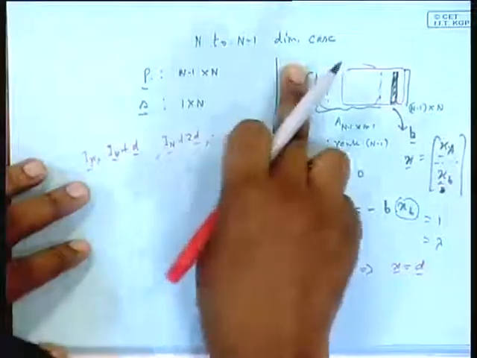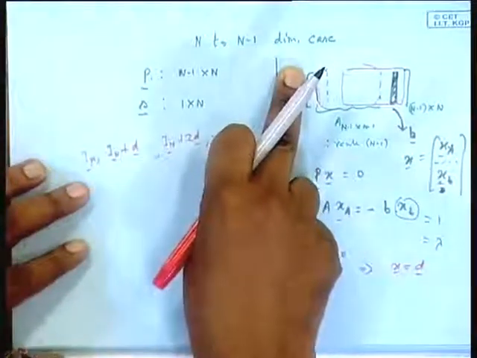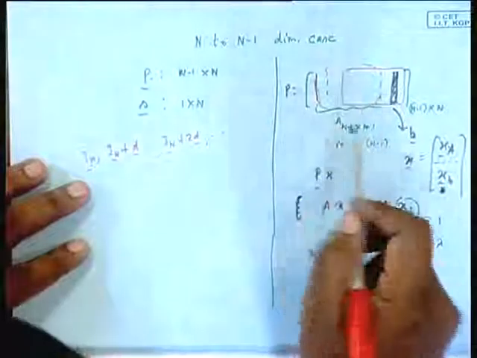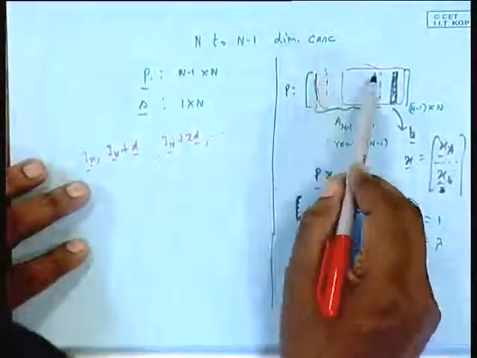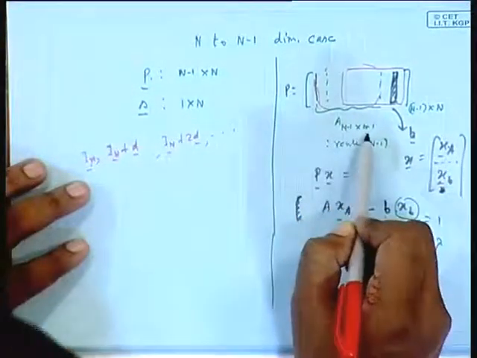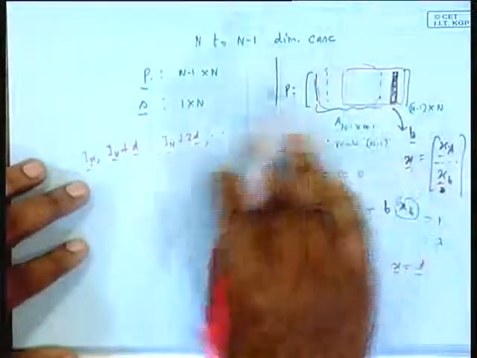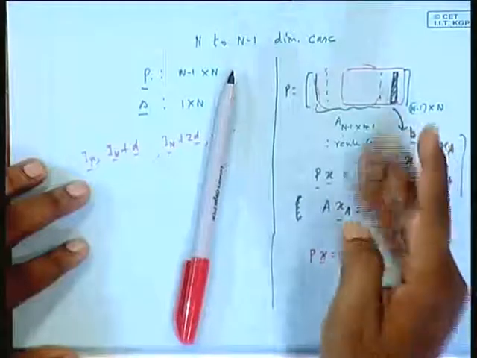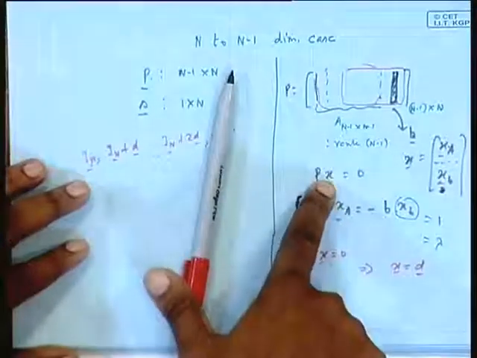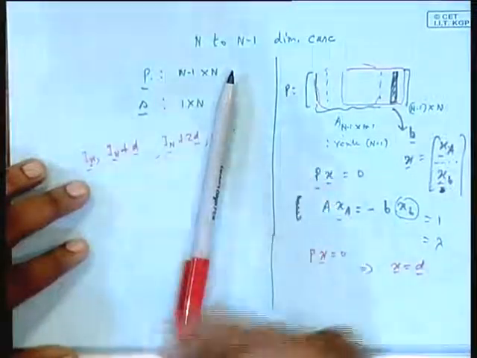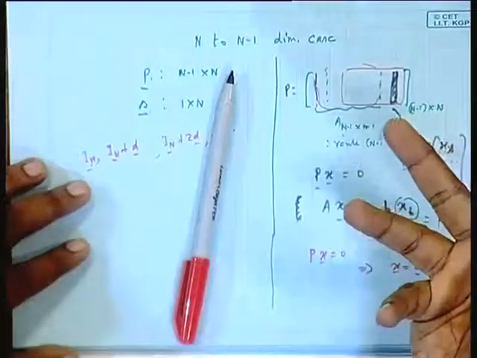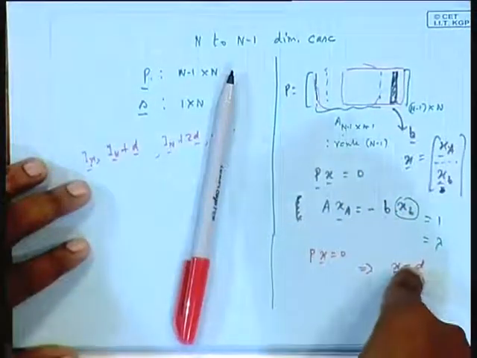When it is the n to n-1 dimensional case, I have a very special case coming up. I choose the matrix P so that there is a square submatrix of dimension n-1 by n-1 of full rank. The immediate fallout is that the null space has dimension 1. That is, all the solutions of this equation are a multiple of a basic solution. That basic solution I call x equal to D.